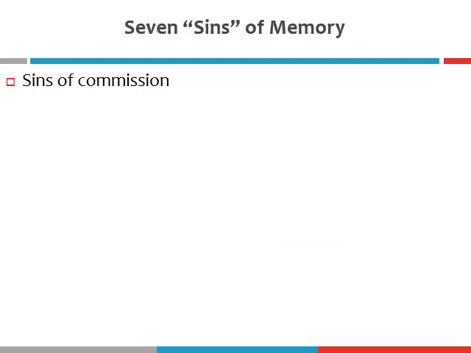Okay, so we've talked about sins of omission, or cases of forgetting where the information is no longer available in memory, either due to transience or decay, absent-mindedness or inattention, or blocking or retrieval failure, as it's sometimes known. So our next set of sins of memory are sins of commission.